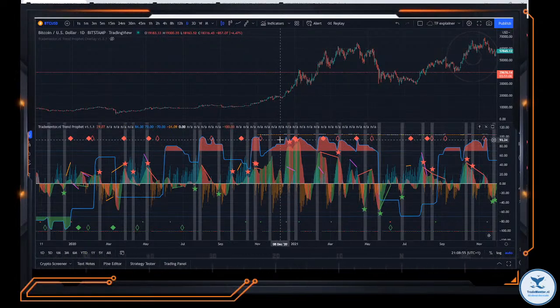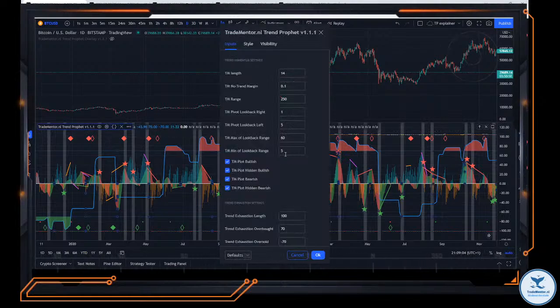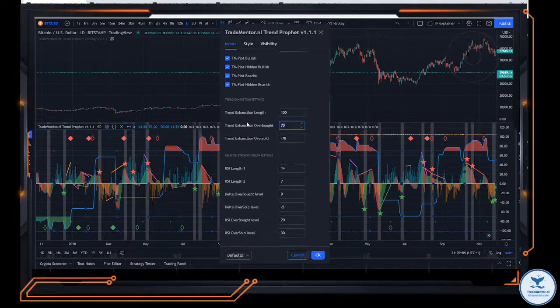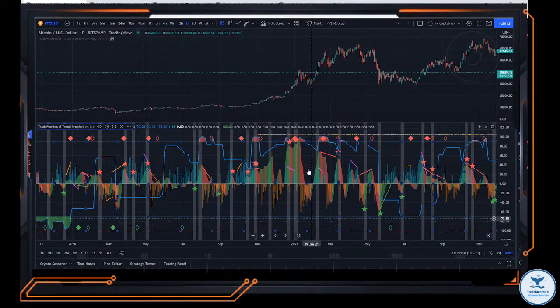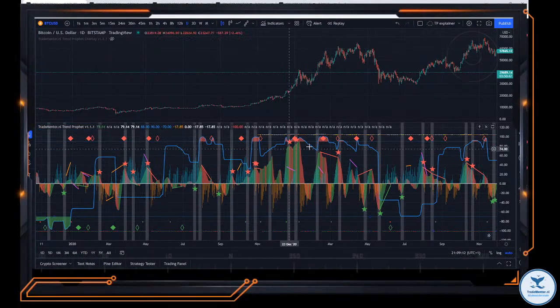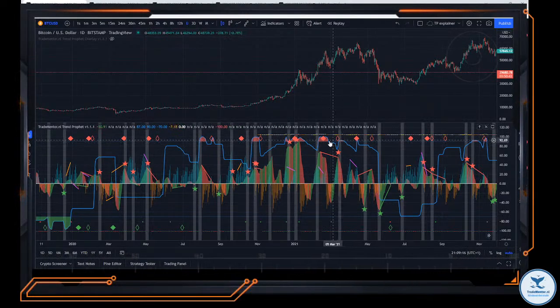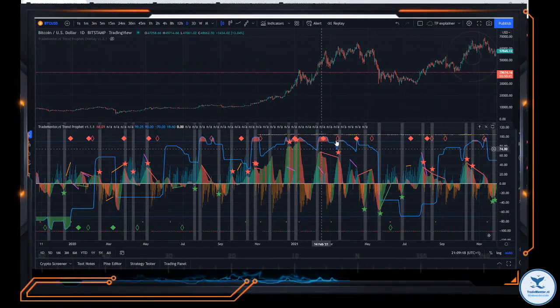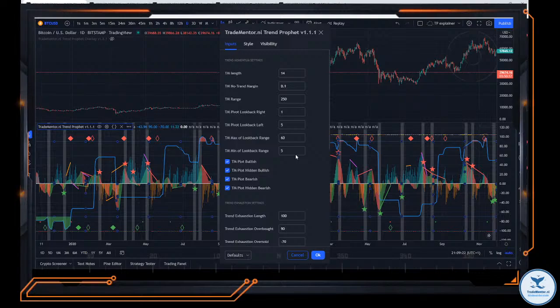Maybe really oversold for a bullish period like this might even be 90. So if we go to trend exhaustion, we say really overbought is 90 on this asset. And this looks a bit more accurate, especially if you're trading the exits of the overbought, oversold. So that's the only thing you really have to fine tune for the trend exhaustion.